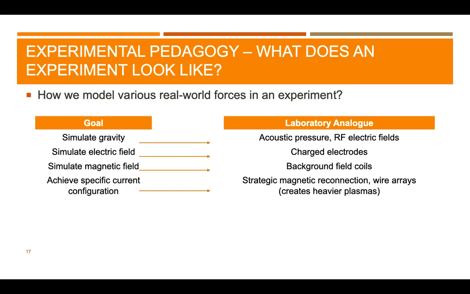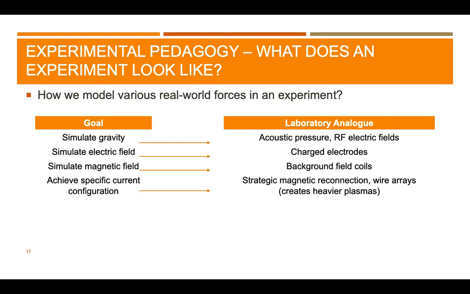How do we actually model these real world forces in the lab? You might look at that and say, wow, the sun is a really crazy thing. What do we do about that? Here are a couple of tips and tricks from an experimentalist to a set of theoreticians trying to design an experiment. You may have a set of goals. You want to simulate gravity, your electric field, your magnetic field, or maybe achieve a specific current configuration. On the right-hand side, there's a set of tricks that experimentalists use to do these things.